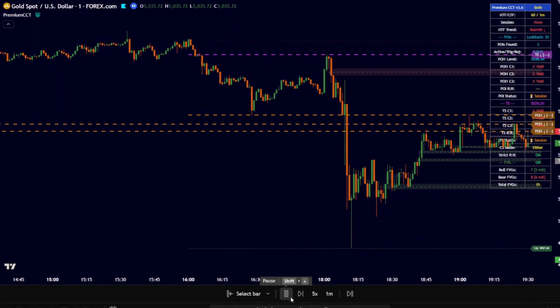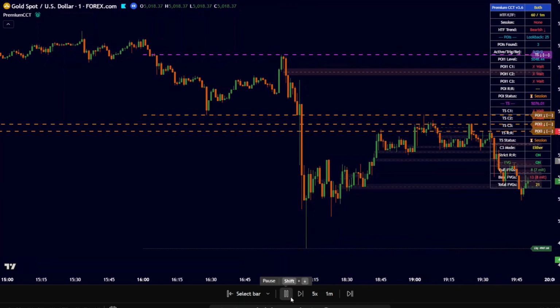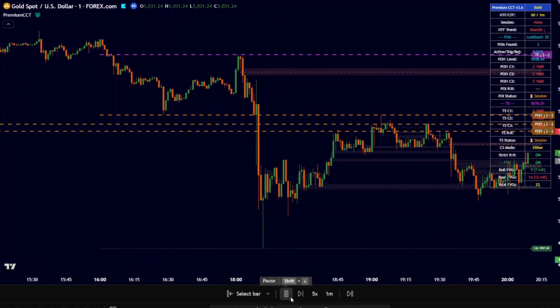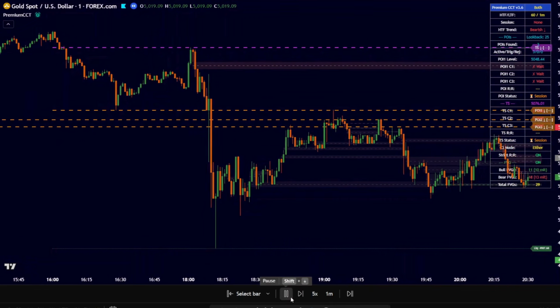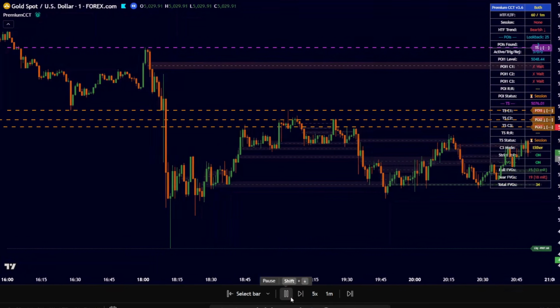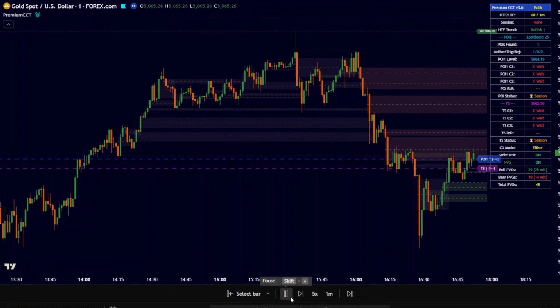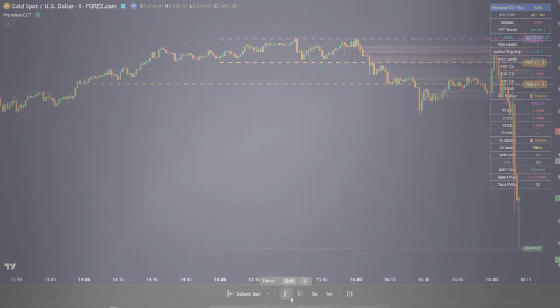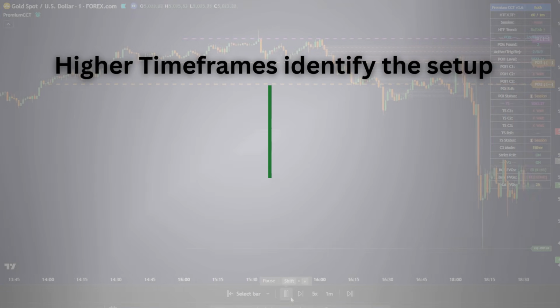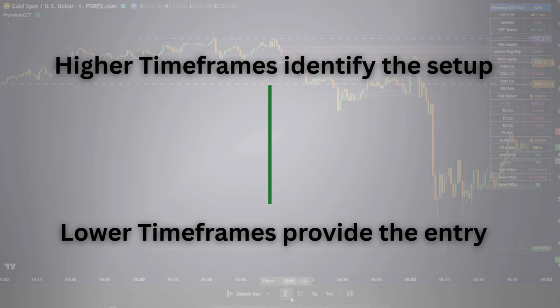By the end of this tutorial, you'll understand every feature, every setting, and exactly how to use this powerful tool to identify high-probability trading setups. Let's dive in. The CCT methodology is built on a simple but powerful principle. Higher timeframes identify the setup, and lower timeframes provide the entry.